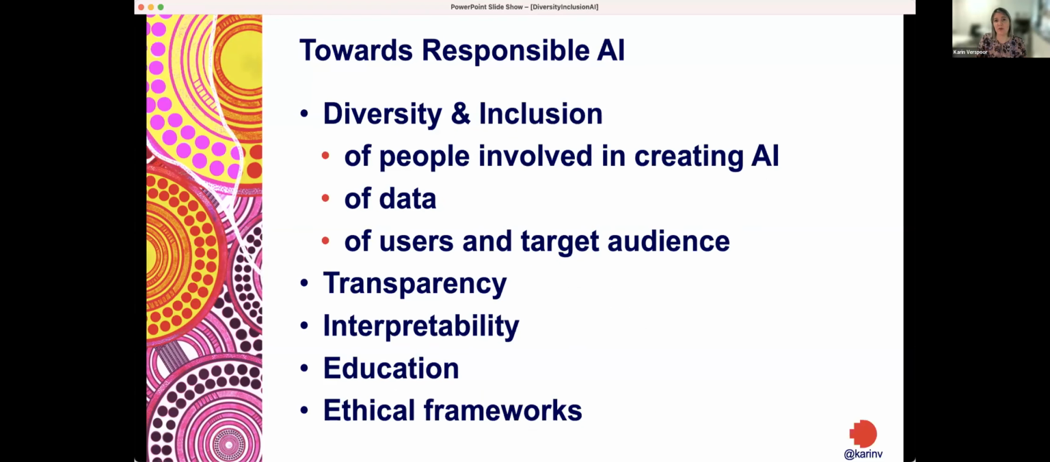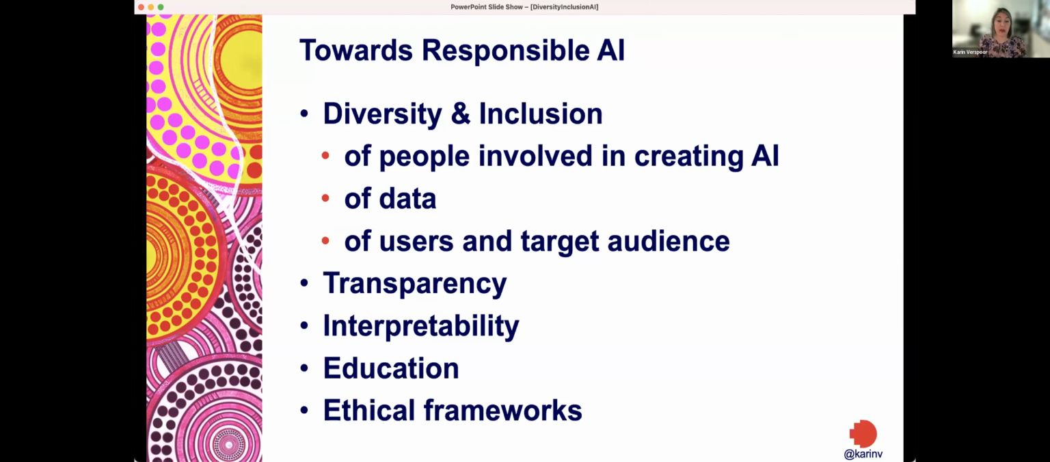So we're working towards responsible AI, right? Responsible AI is the new buzzword of the day. But what does that really mean? It means diversity and inclusion of people involved in creating the AI, diversity of the data, consideration of diverse users, and consideration of the different target audiences.